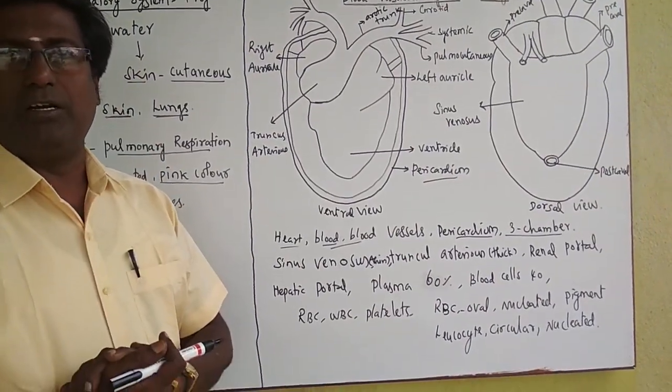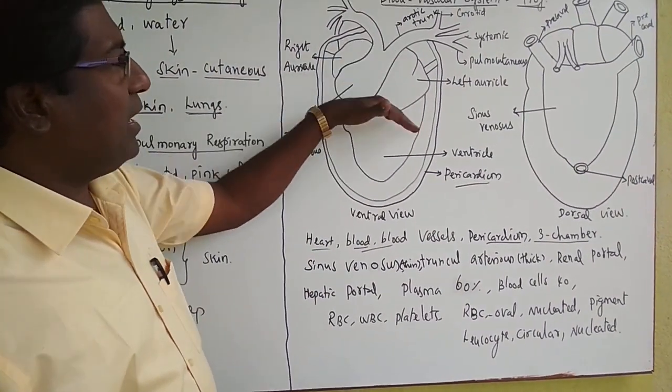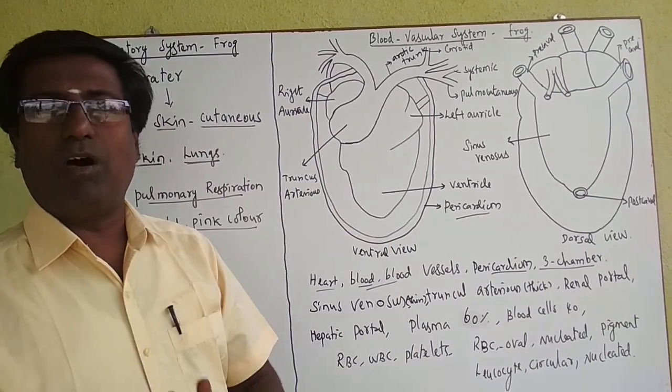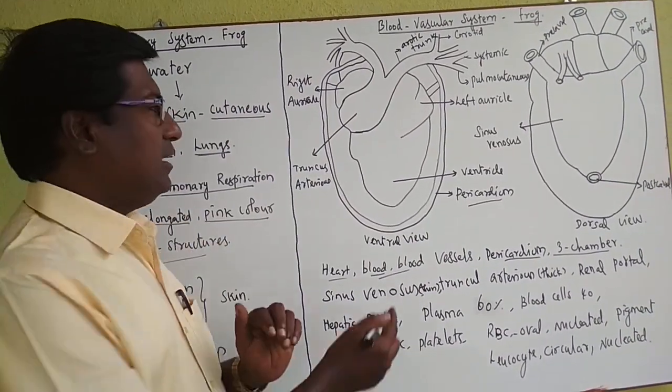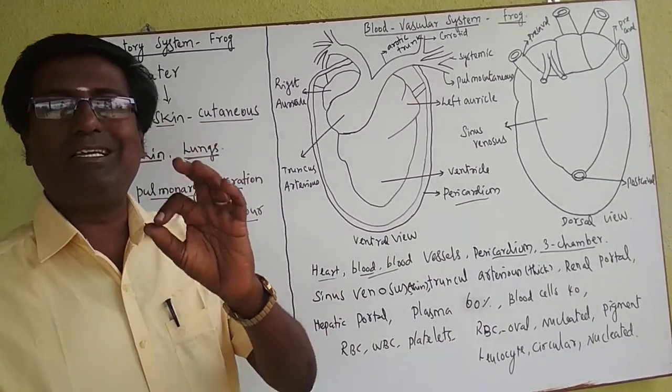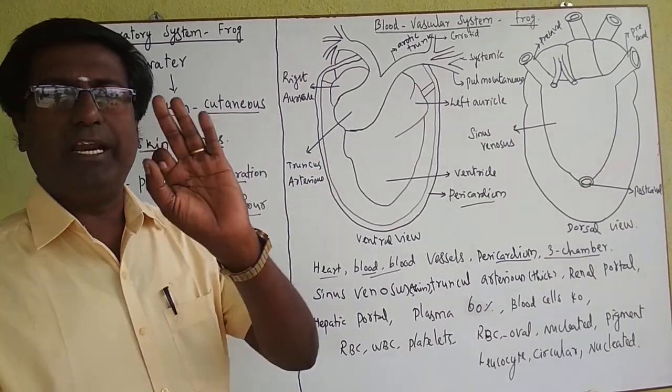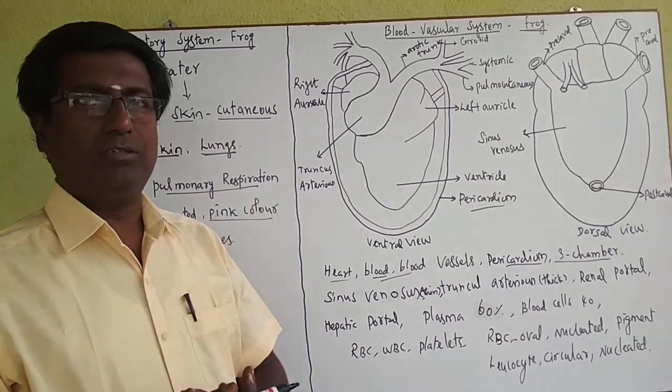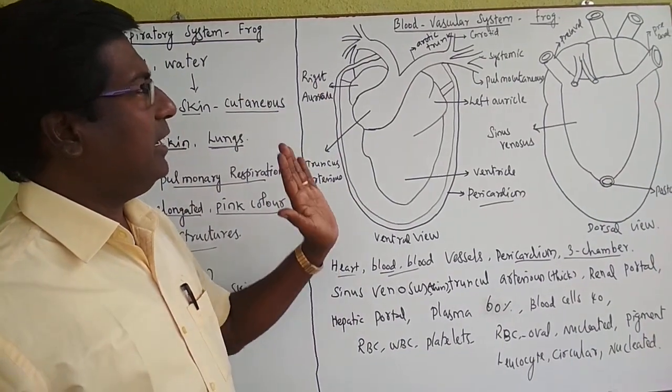So, three-chambered heart. The two auricles are the upper or anterior chambers, with a thin wall. Then posteriorly there is only one chamber, the thick-walled chamber called the ventricle. So three chambers are present in the heart. This is the three-chambered heart in the frog.